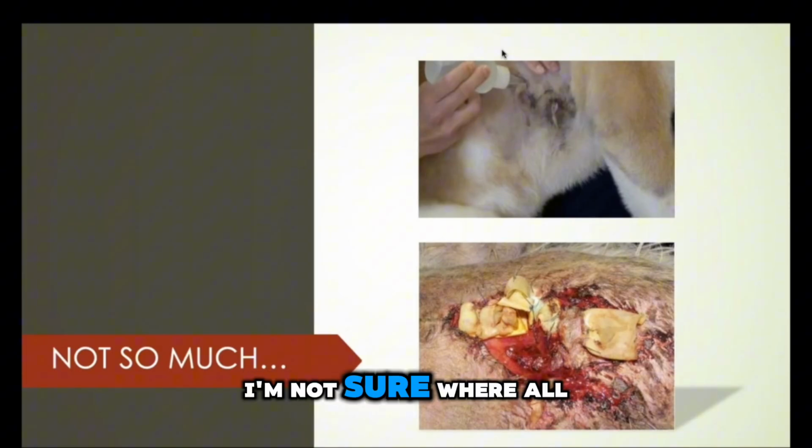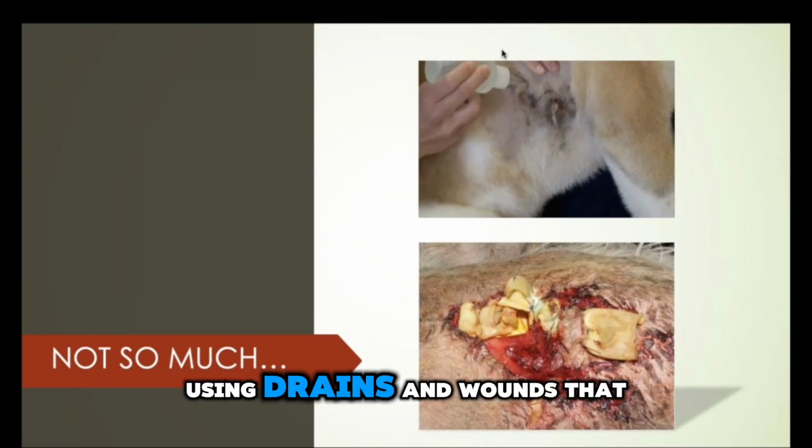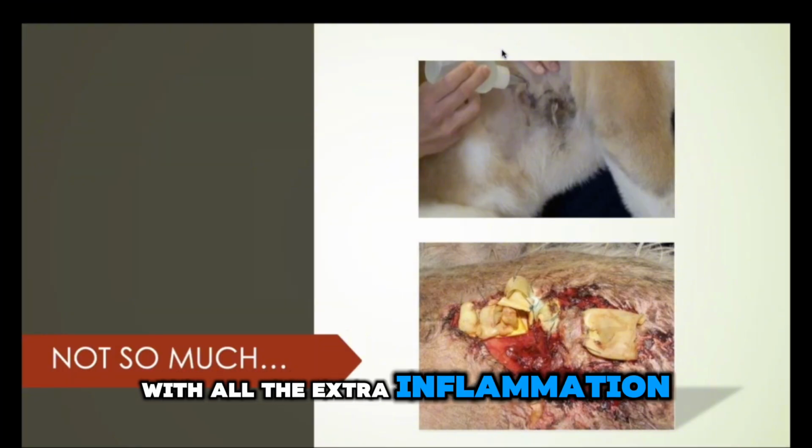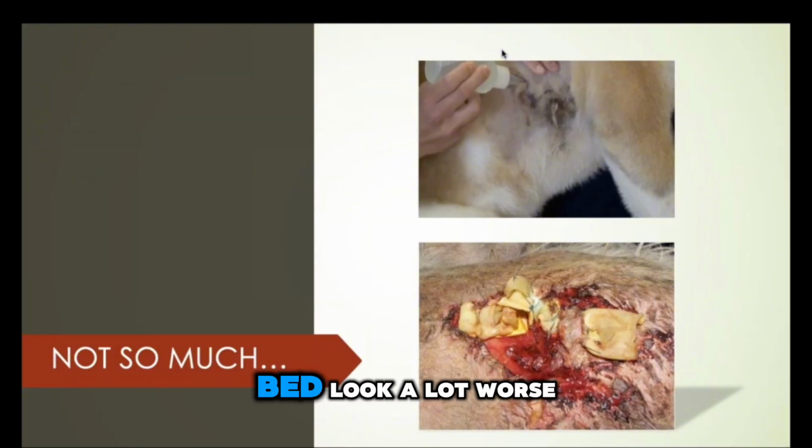I'm not sure where all this comes from, but using drains in wounds that are already open is just not a good idea with all the extra inflammation that's being caused. It's going to make that wound bed look a lot worse. Plus the wound's open, so it's draining. I'd rather just have an open wound draining on its own than add a bunch of foreign material to it.